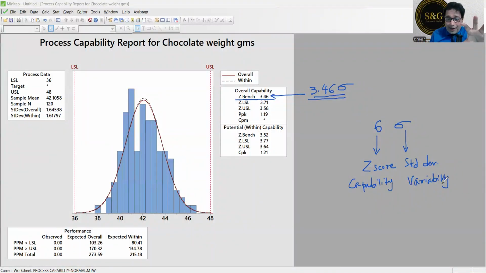And in Lean Six Sigma, what we are doing is reducing the standard deviation to improve our Z score. As standard deviation reduces, our capability will improve because the process will come closer. The variation will come closer to the target, to the center, and our process will become more capable. So that number is the Z score.